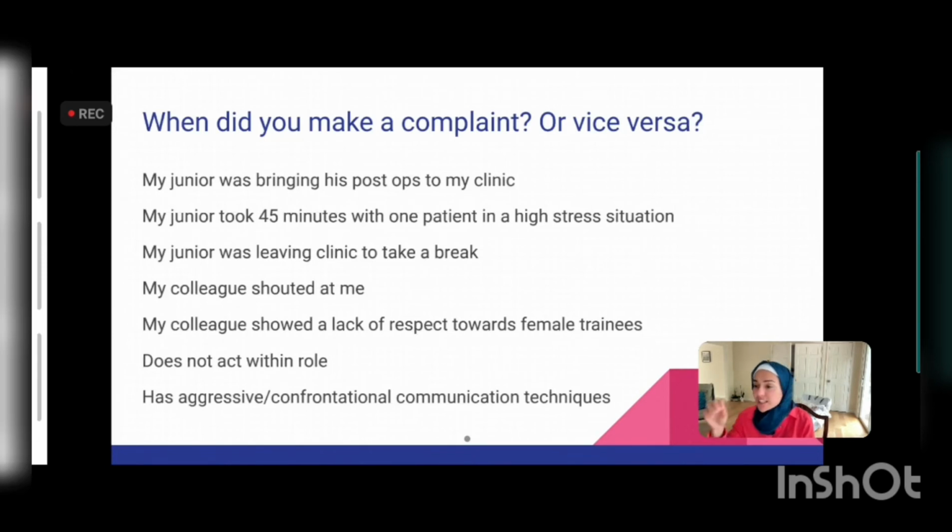And having aggressive confrontational communication techniques, that all ties in really with the communication piece and the whole drama triangle, and replacing that kind of communication with adult to adult conversations. And I'm going to speak more about this in the extreme pressure response. If we can have the next slide, please.